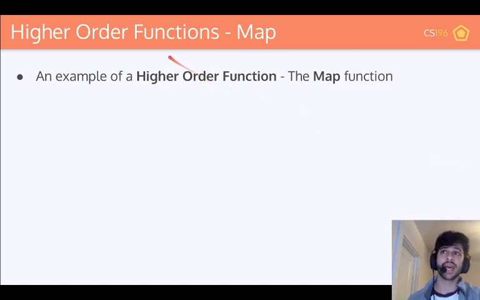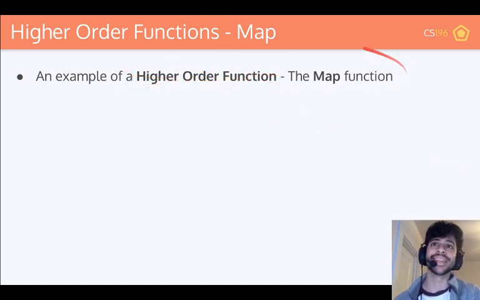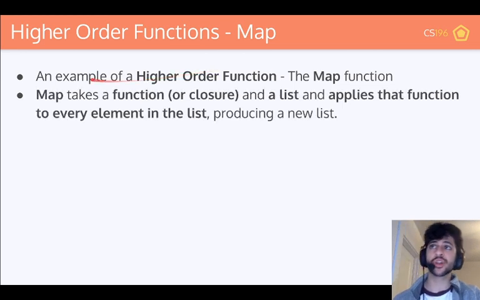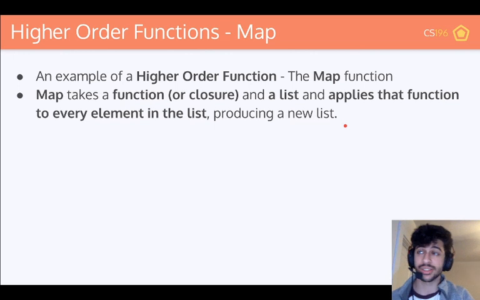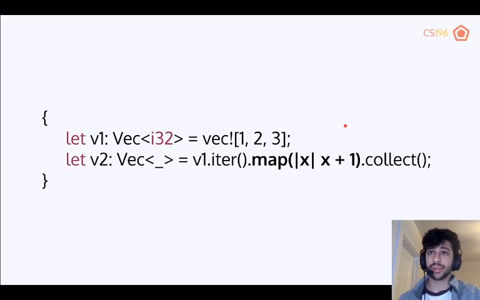So here's our first example of a higher order function, and this is the map function. The map function takes a function or a closure and a list, and it applies that function to every element in the list, and it produces a new list. A little bit complicated, but all of this is best taught through an example. First things first, we have defined a list. Very simple, 1, 2, 3, it's a vector. And in our second vector here, we'll see how this operation produces a new vector. We'll store that in v2.